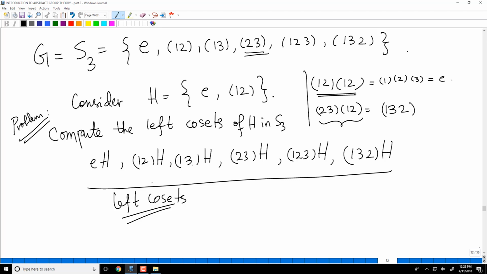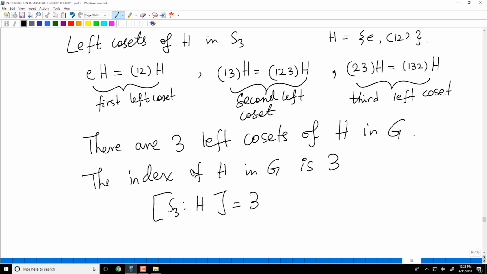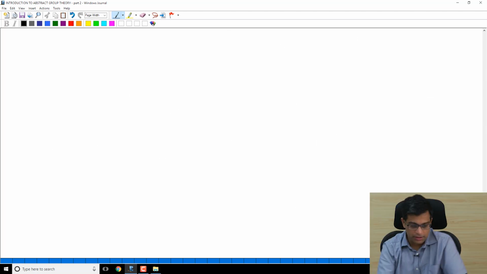So left cosets are, in the next slide we computed this, E and (1 2) are in the same coset. What is EH? EH was {E, (1 2)}. So 2 elements are in the first left coset. There are 2 more elements, (1 3) and (1 2 3), in the second left coset. (2 3) and (1 3 2) are in the third left coset.